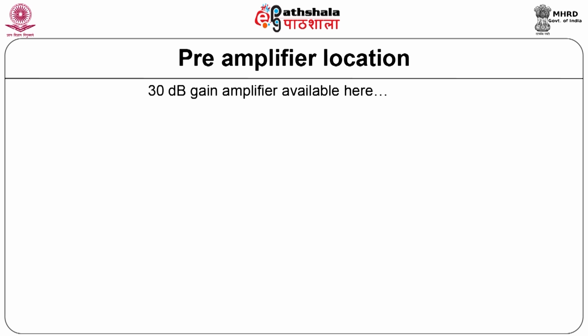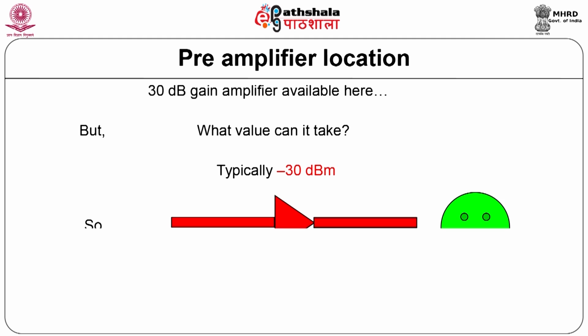30 dB gain amplifier available here. But what value can it take? Typically minus 30 dBm. So, in-line amplifier is the most useful amplifier which can be placed along the length of the fiber at any point.